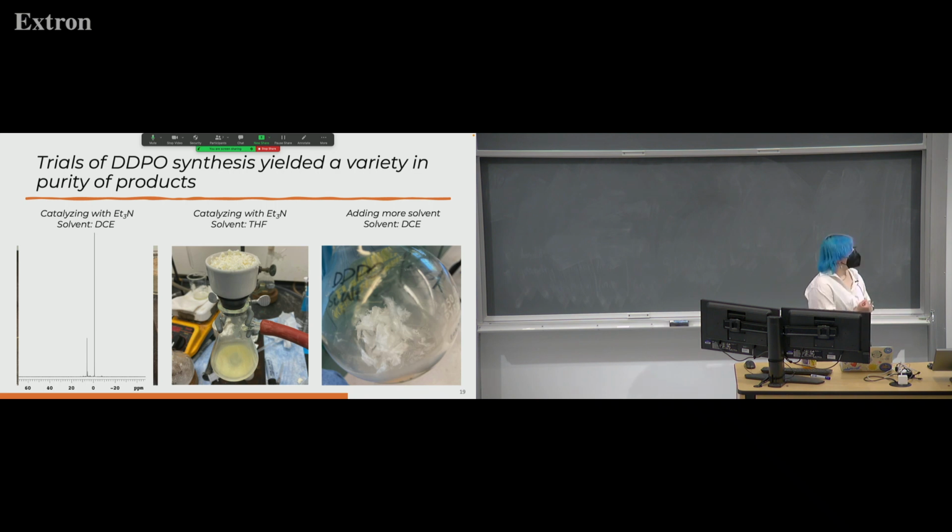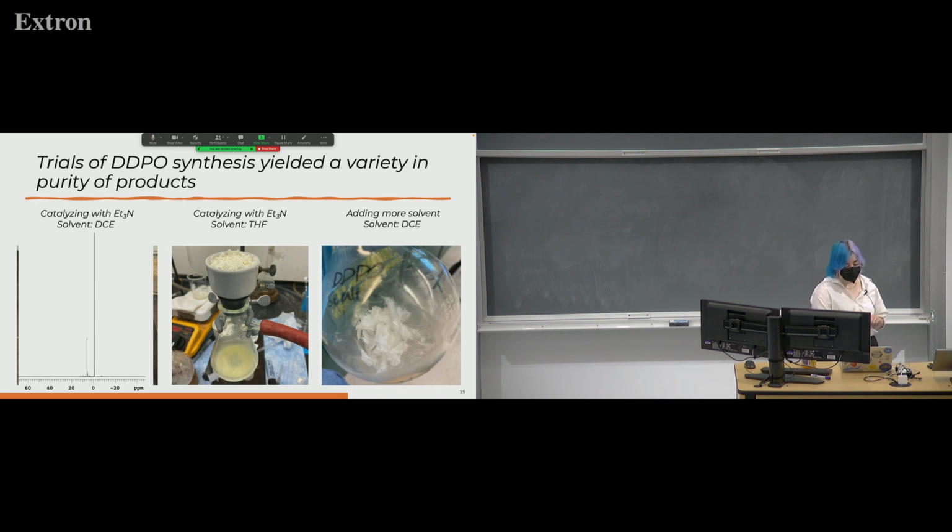And so with this first spectrum, we can see 2 definitive peaks indicating 2 different phosphorus species present in my sample, with the most prominent one being indicative of DDPO. So I was having a successful synthesis, but I have some other side product that is likely causing the issues with the texture and the color of that sample.